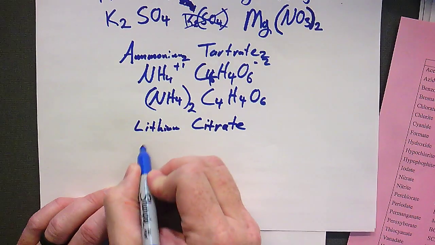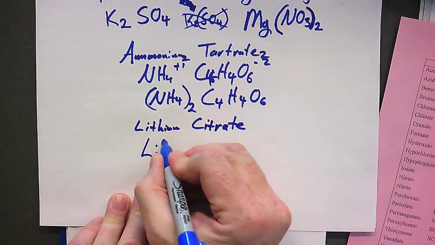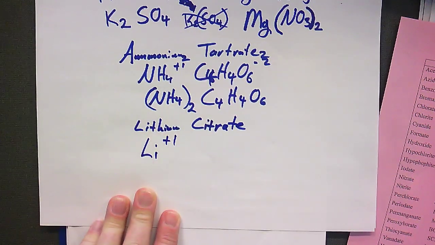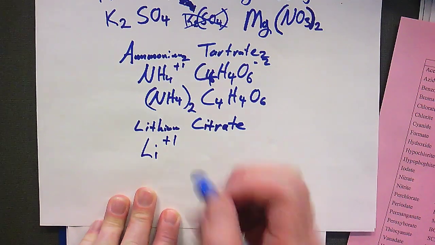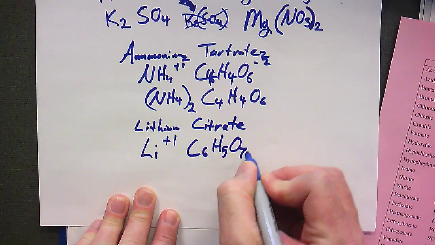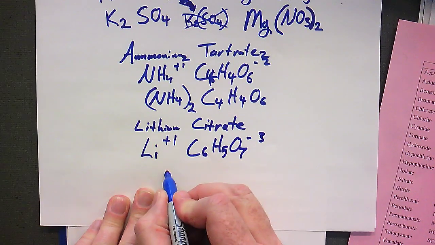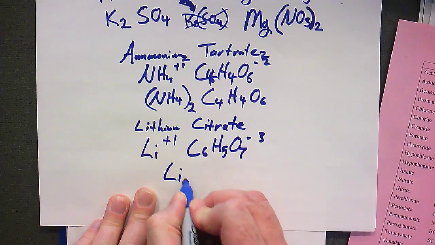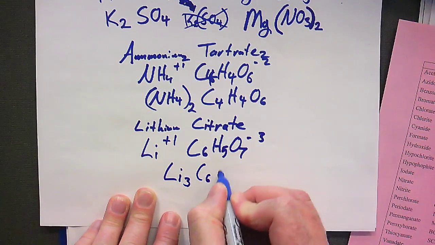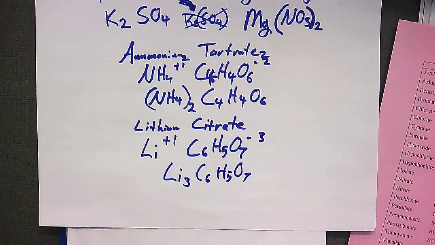Isn't that crazy? All right, so lithium is Li. What's the charge for Li? Plus 1. Citrate. You find it? There it is. Yep, C6H5O7, and it's -3. Which do I need more of? Lithium. How many lithiums do I need? 3. Li3C6H5O7. All right, makes sense?